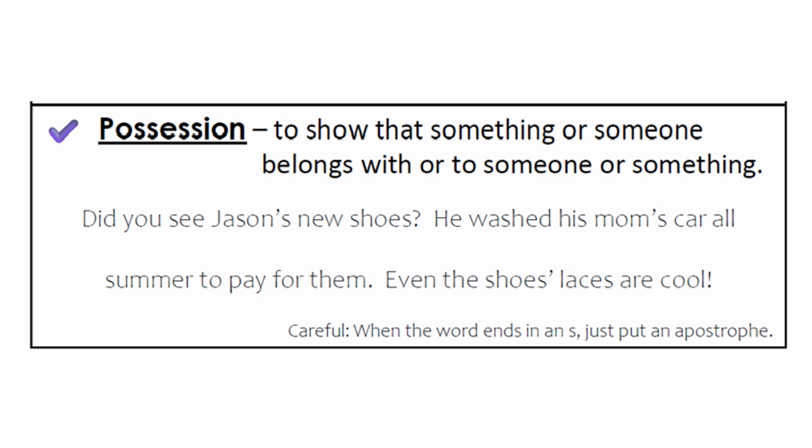So possession means that something belongs with something or belongs to something. So I'm going to swap out my green for a blue, and we're going to use that to do some highlighting with this idea of possession, when something belongs to something or something belongs with something. So I'm going to say belongs with or to. And here's my example paragraph.